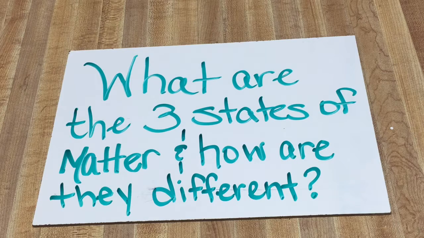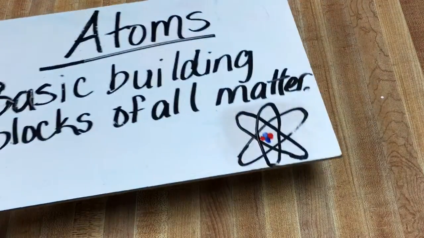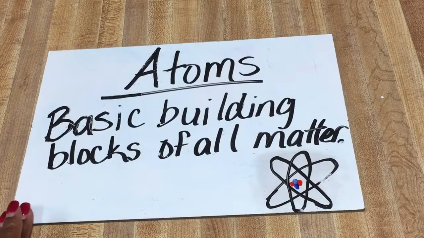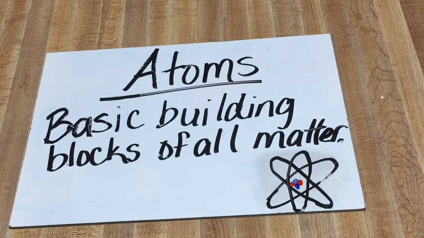We're going to look at the three different states of matter, how each of these has different characteristics, and how their particles react. The first thing we need to talk about are atoms, those basic building blocks. Atoms are the basic building blocks of all matter. Matter is made up of these things called atoms. The picture at the bottom is the structure of an atom.